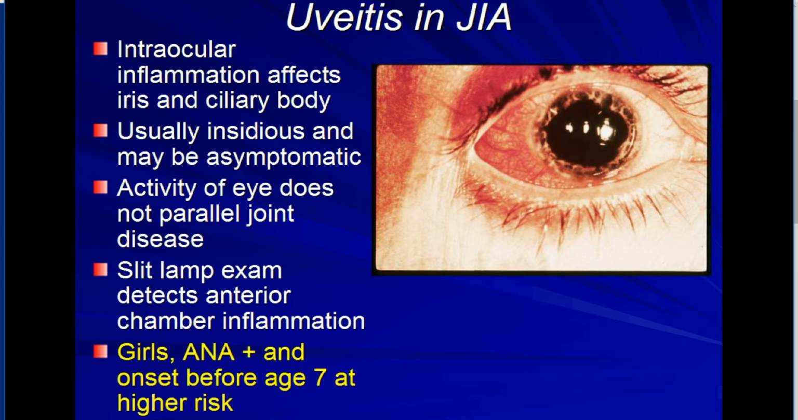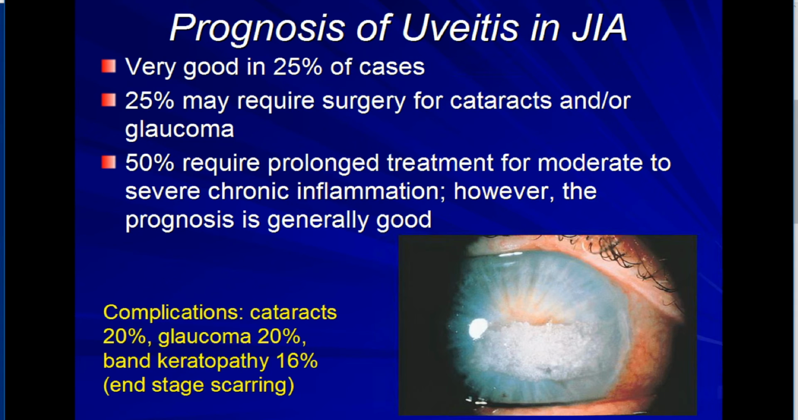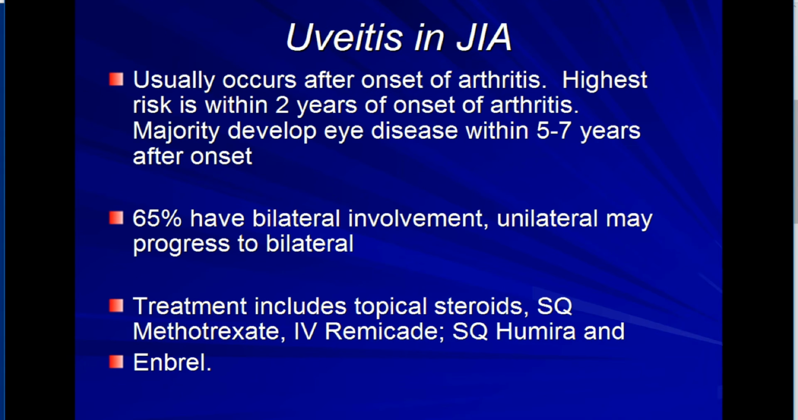So uveitis, I just bring this up because it's an intraocular inflammation, and it can be asymptomatic, and the slit lamp exam will detect the anterior chamber inflammation. Tends to be the girls who are ANA positive, and those who have an onset before age 7, they're at much higher risk. So the prognosis, very good in 25% of cases. Another 25% may require surgery for cataracts, and then half may require prolonged treatment for moderate to severe chronic inflammation. But overall, the prognosis is good, especially if you get to it early.